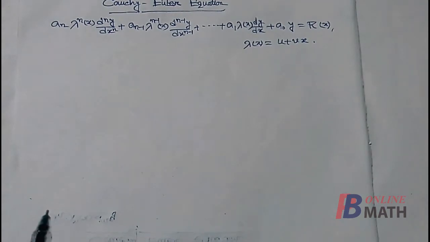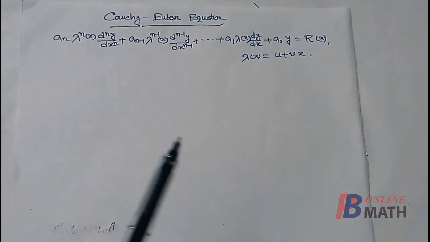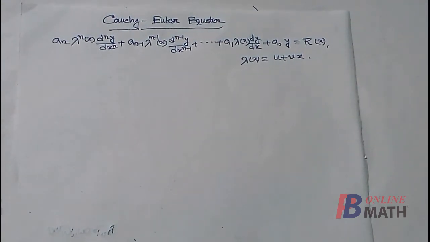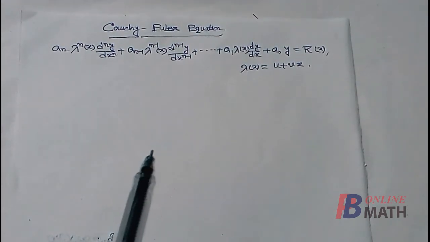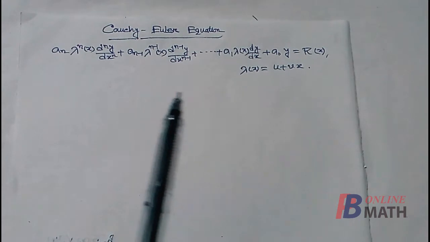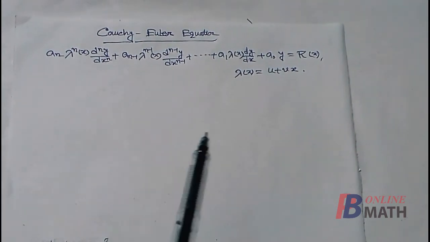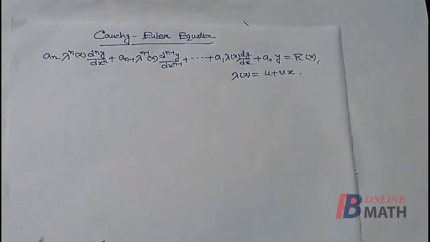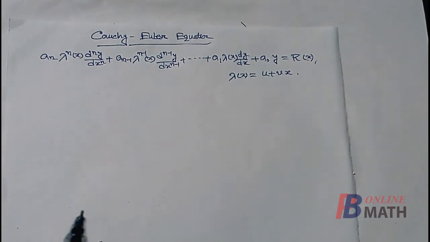Sometimes in place of λ(x) only x is taken, but in general here we assume that λ(x) = u + vx. Now if λ(x) is a constant, then this equation reduces to an ordinary differential equation of constant coefficients, and moreover this is a linear equation. So if λ(x) is a constant, then this equation can be solved by the usual CF plus PI method.